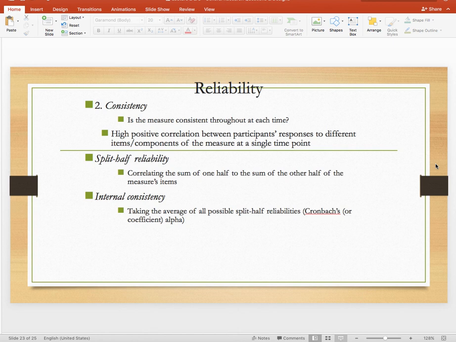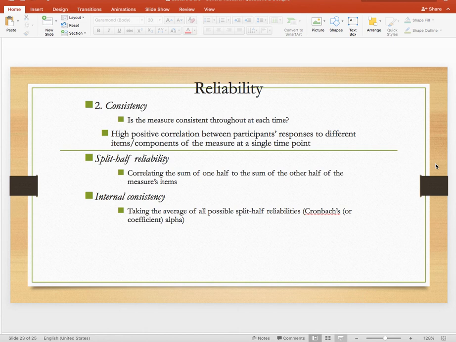Perfect. So here with consistency, again, I want to make sure that my assessment tool is going to be consistent throughout itself at each time frame as well. So what are we going to look for? We're going to look for high positive correlations between participants' responses to different items or different components that are measured at a single time point.